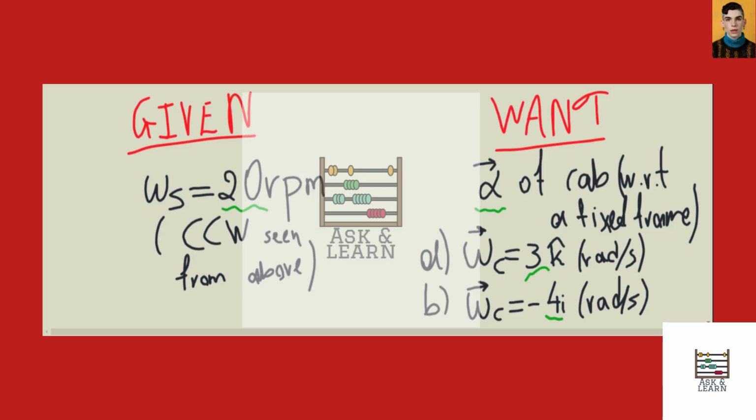Before we begin, let's convert revolutions per minute to radians per second. As usual, we can do this by multiplying by 2 pi, because one revolution equals a 2 pi angle, and divide by 60. And this gives us approximately 2.0944 radians per second.